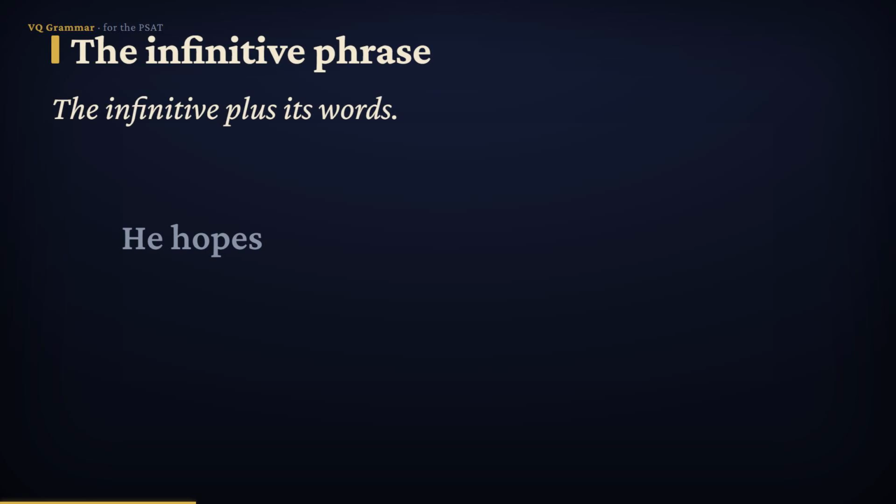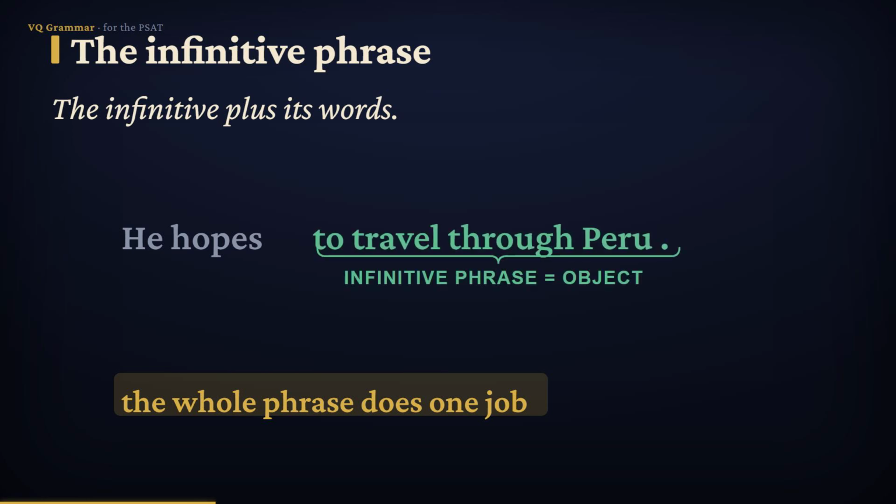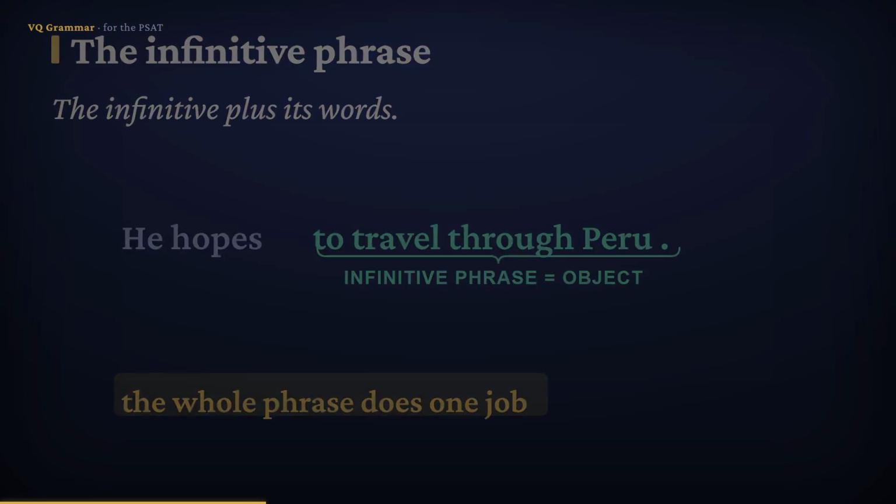Often the infinitive brings helpers along. An infinitive phrase is the infinitive plus the words that complete its meaning. Listen. He hopes to travel through Peru. The infinitive is to travel, and through Peru finishes the thought. Together, to travel through Peru is the infinitive phrase, and the whole phrase does one job. Here, the direct object of hopes. So treat the entire phrase as a single unit.